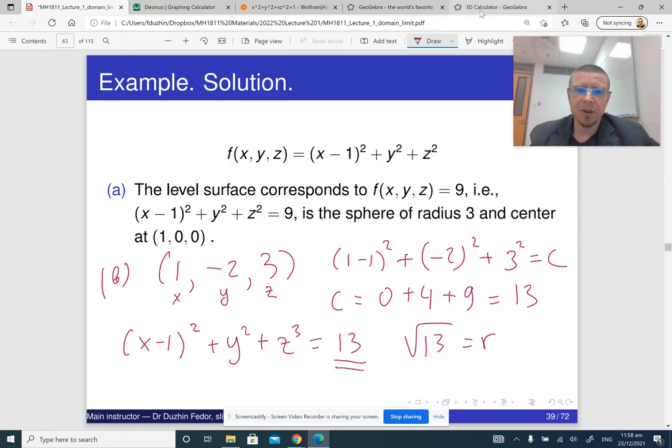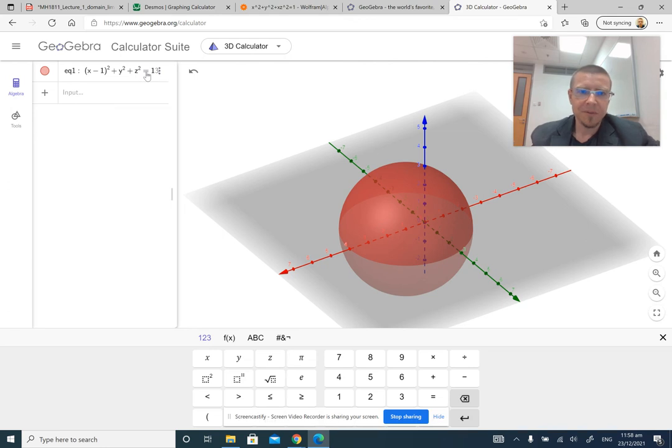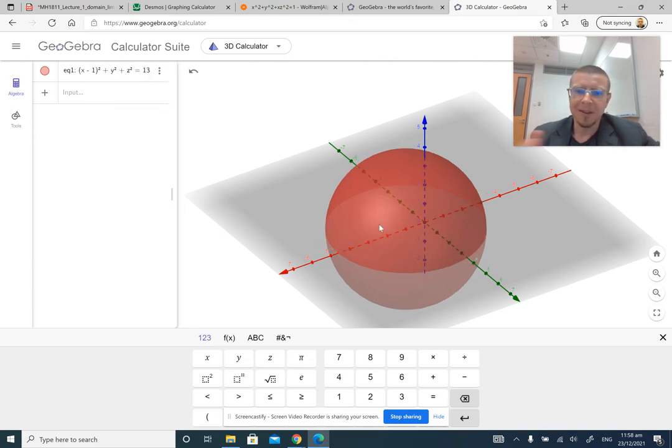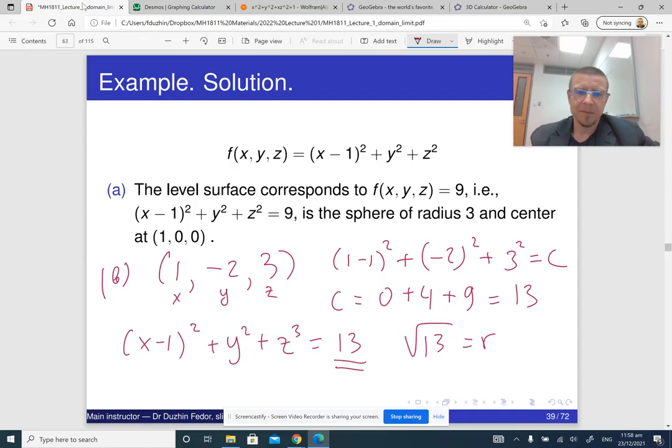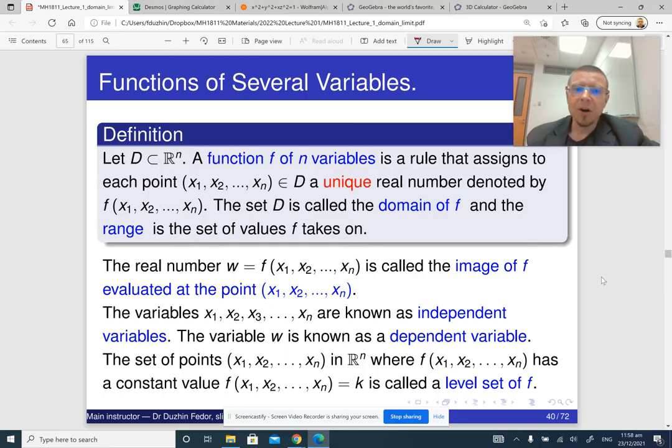And if you want to plot it in GeoGebra, you just change this 9 to 13, and that's your level surface. Okay, I hope this is clear. Now, this could go on forever. So we could talk about functions of 4, 5, and so on, of more variables. Of course, if we have a function of n variables, it is hardly possible to visualize it as a level set or a graph. It's just too many dimensions.